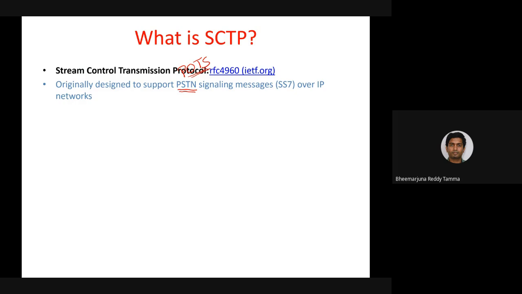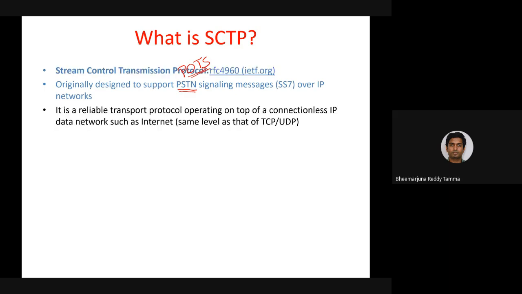Okay, I think a small animation glitch. This again came from the IETF as part of RFC 4960. The same thing we are now using in cellular networks, but it is from the IETF, the way TCP and UDP are defined by the IETF. It offers reliable transport, similar to the reliability you get when you use TCP. And it works at the same layer as TCP and UDP, that means it works at layer 4.